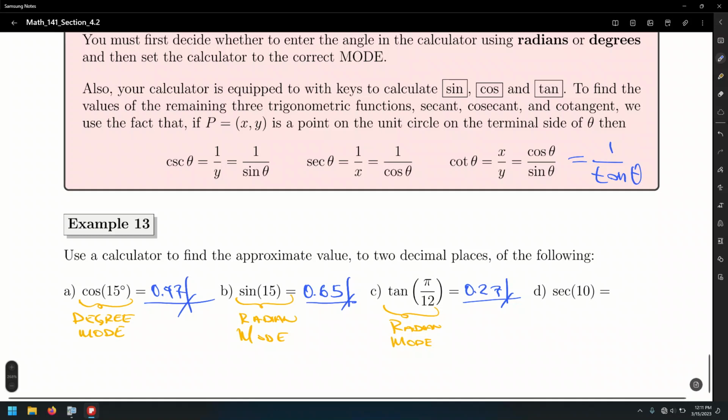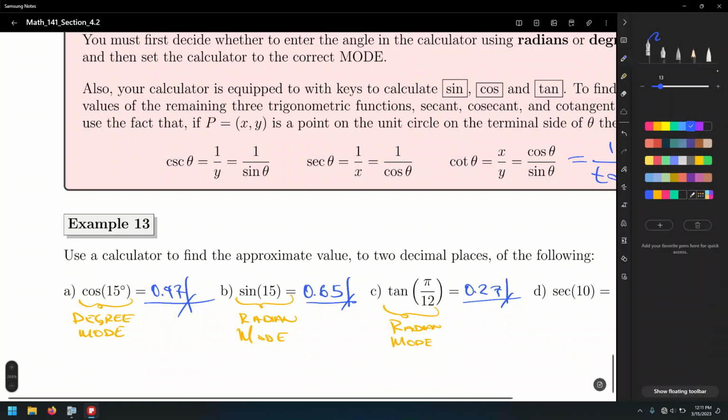Now, secant of 10. Number one, we don't see the degree symbol. That means we are still in radian mode.